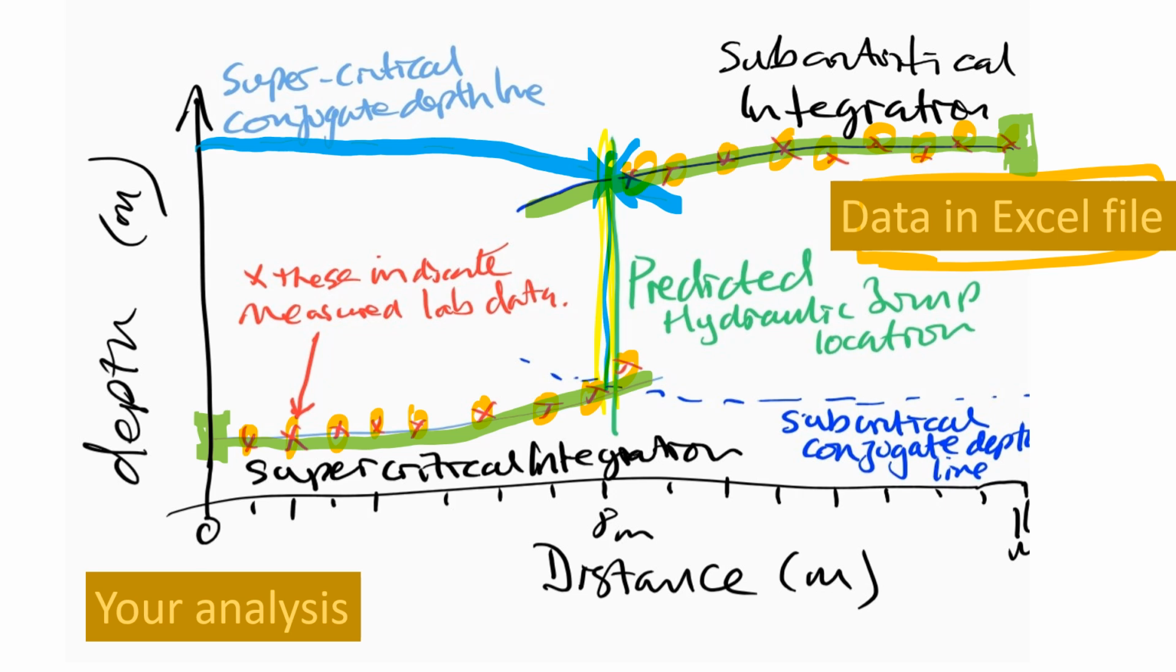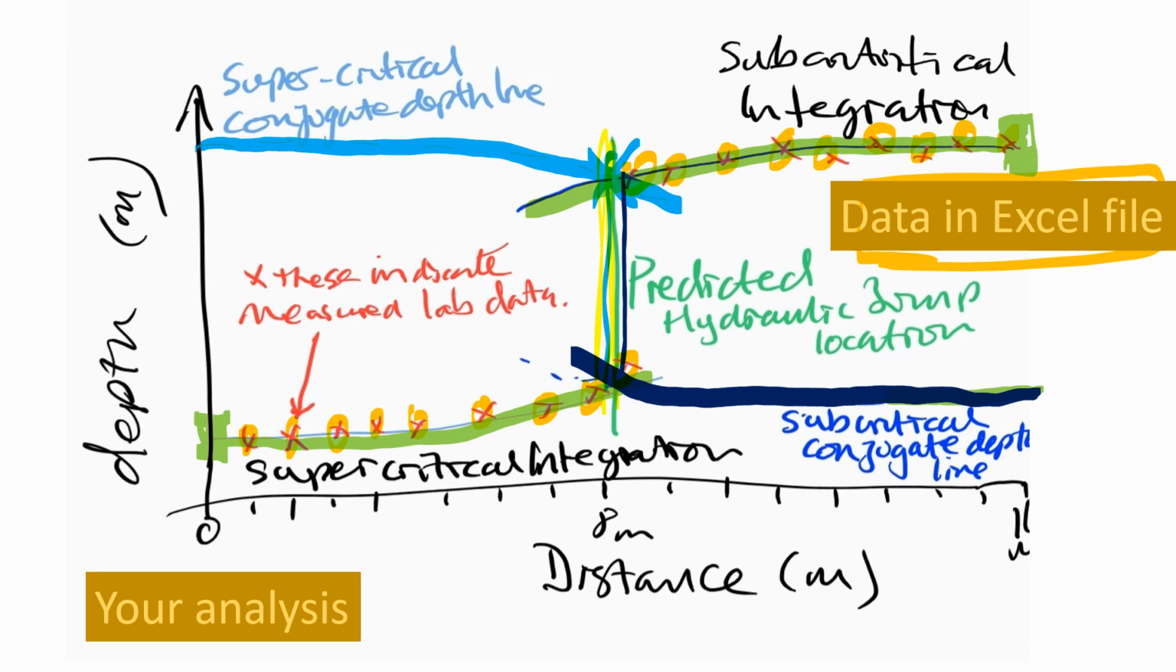Now you can do it the opposite way as well. You can do the subcritical conjugate depth line. Perhaps I should colour that in blue. Subcritical conjugate depth line, and where that crosses the supercritical is where the jump will occur. That's the prediction. That's what you're trying to do.